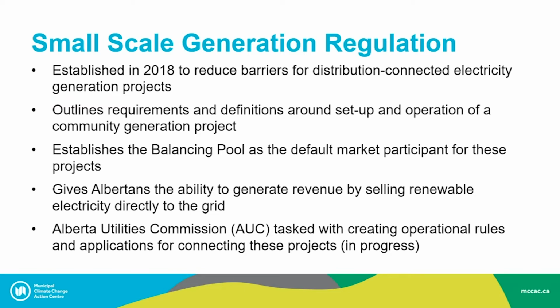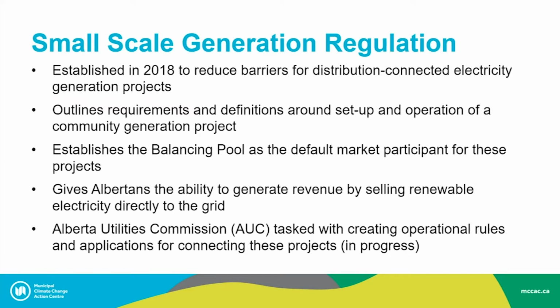So in order to understand community generation, we just want to cover briefly the recent regulation that is enabling this type of generation in Alberta, and that's the small scale generation regulation. So that was established in 2018 with the goal of reducing barriers for distribution connected electricity generation projects in Alberta. The regulation is not that long. It's fairly minimal, with the additional rules to be provided separately by the Alberta Utilities Commission, which I'll talk briefly about in a minute here. But anybody curious to really read through the regulation in whole can find it on the Queen's Printer online, and it's not overly complicated, but we'll give a brief overview now.